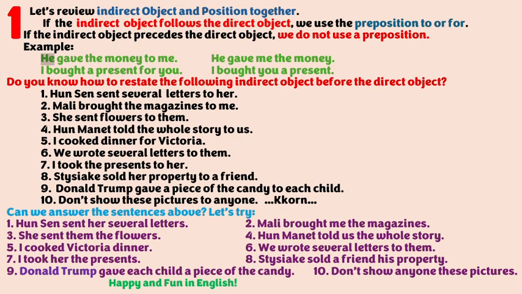Example: He gave the money to me. He gave me the money. I bought a present for you. I bought you a present. Do you know how to restate the following indirect object before the direct object?